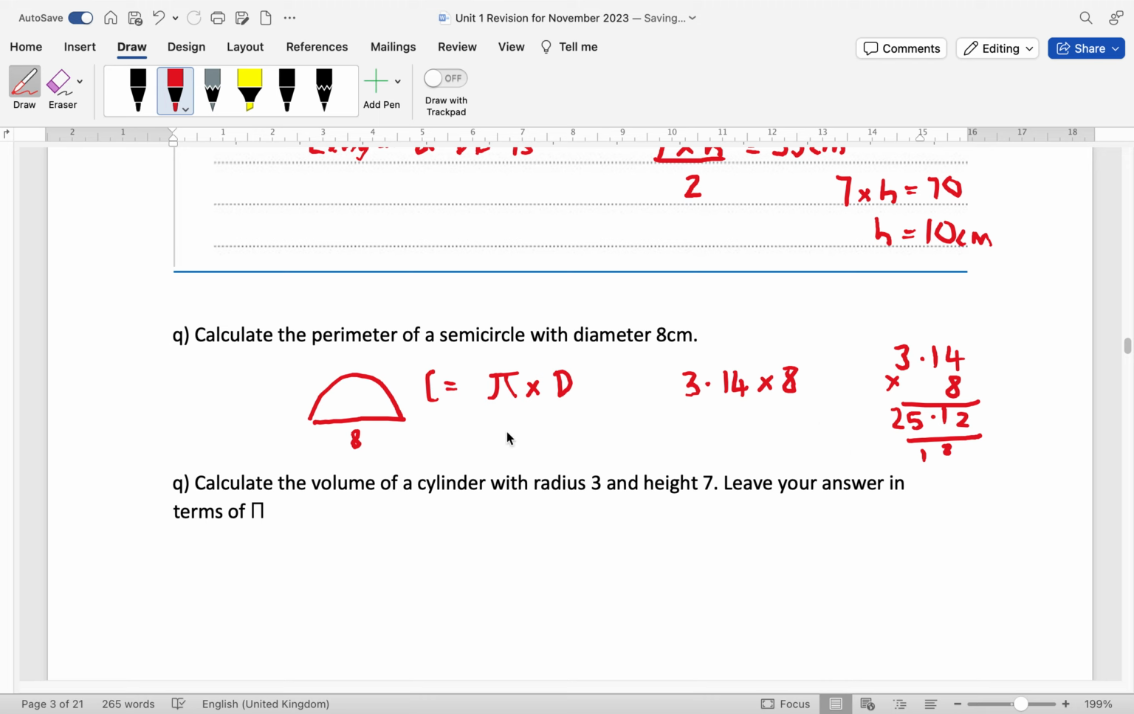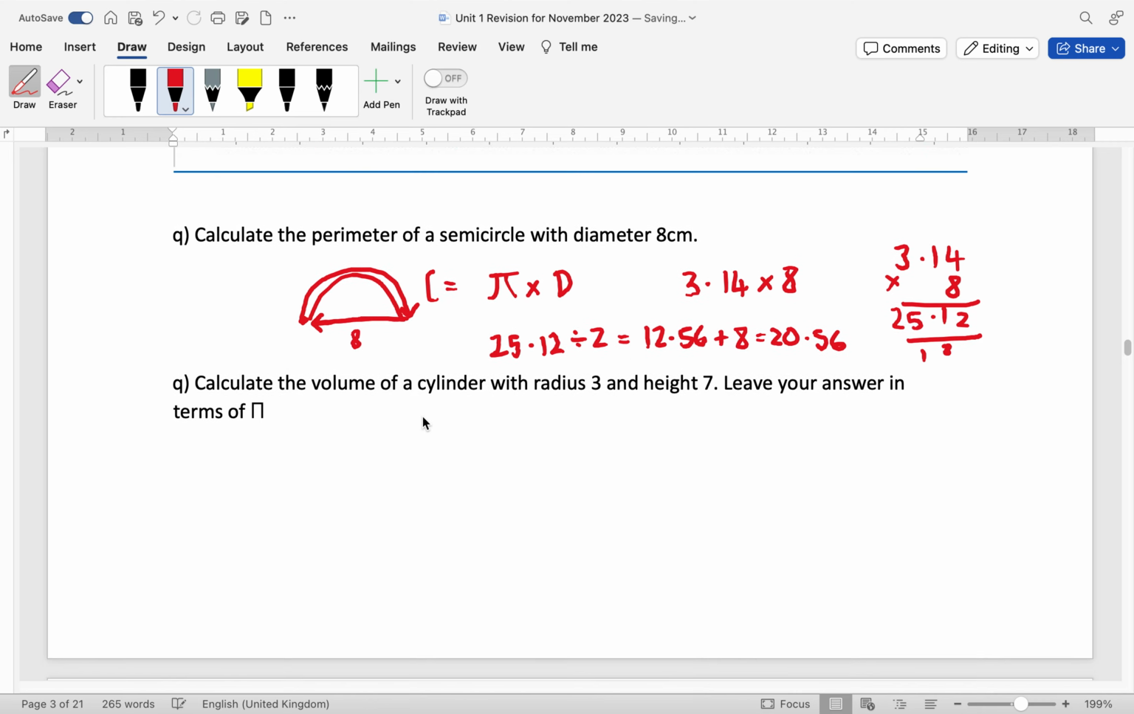I then need to half that just to get the top, which is 12.56. But that is only from there to there. The perimeter will also involve coming back along here, so we need to add another 8 to that to get 20.56. So just remember, the circumference of a circle is pi times the diameter, and the area of a circle we're going to use now. Calculate the volume of a cylinder. Okay, a cylinder.